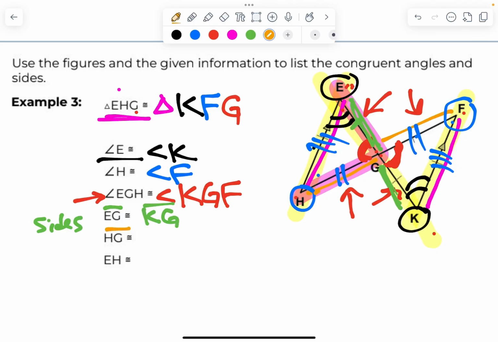HG is the side that I had in this orange color, and that has the 2 marks on it. So that's going to be F to G, segment FG, side FG. Then we have E to H, and E to H is the side that I had in this pink color. That's with the 3 markings. So on the other side, the side with 3 markings matches. And again, we're going to go in the same order. This black circle is where we started, so we're going to start with the black circle K, and then we're going to go up to F. And that's going to be, again, a segment side.